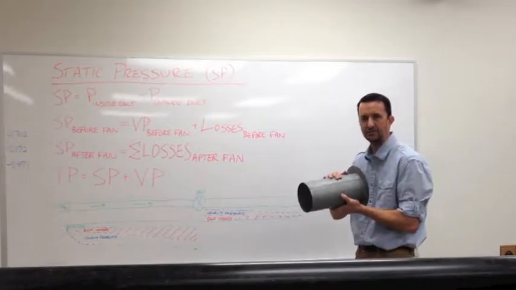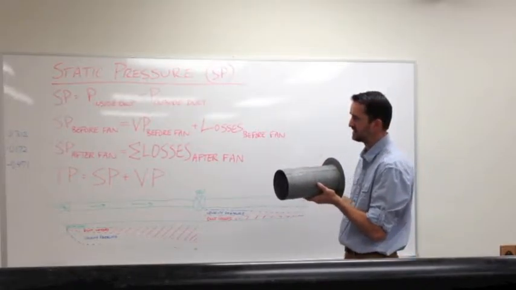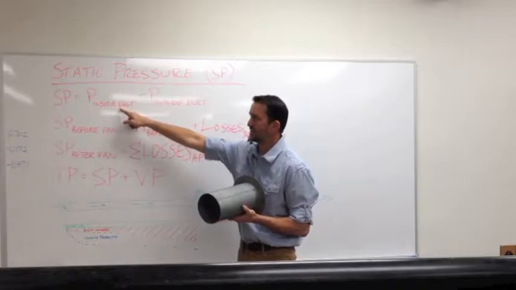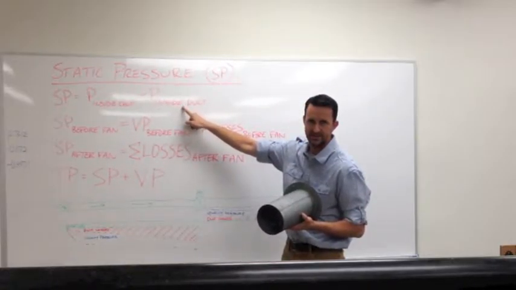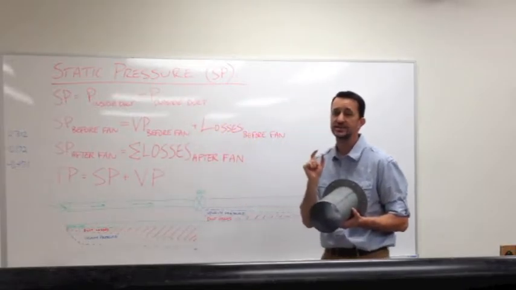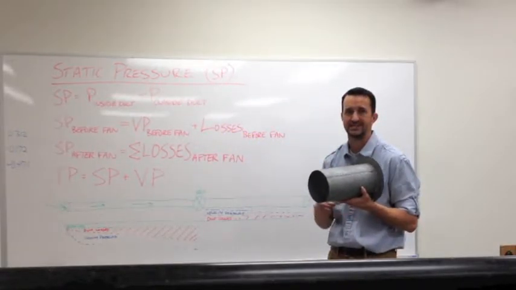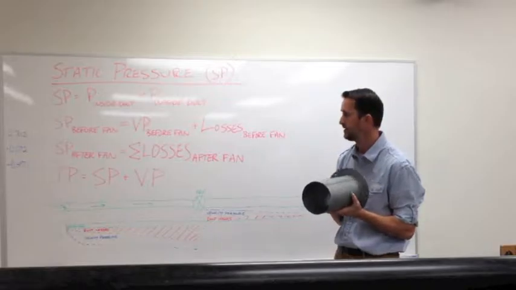Okay? So the static pressure, SP, inside the duct is equal to the pressure inside the duct minus the pressure outside the duct. Okay? We're really only interested in the difference of that pressure because that's what's going to make air move.